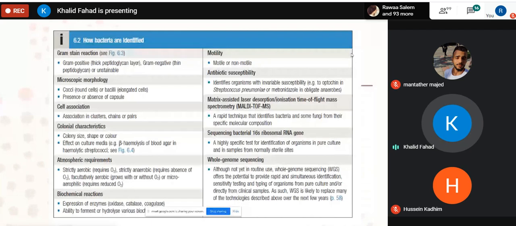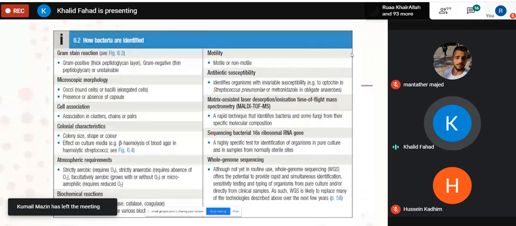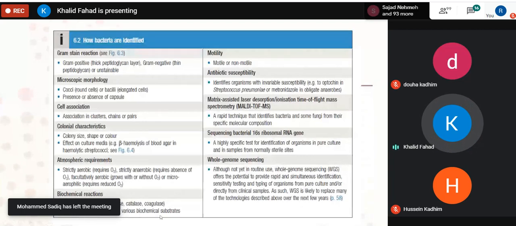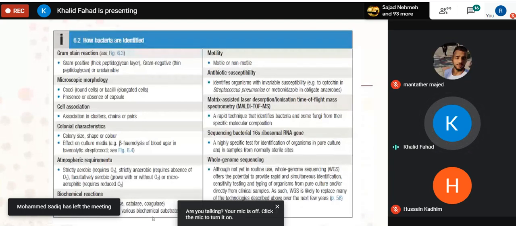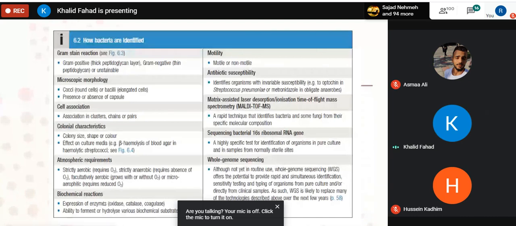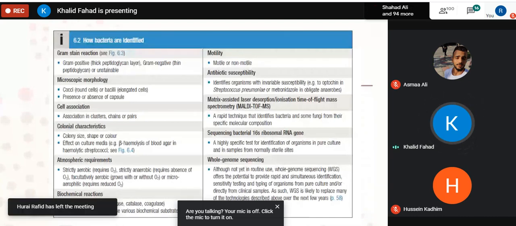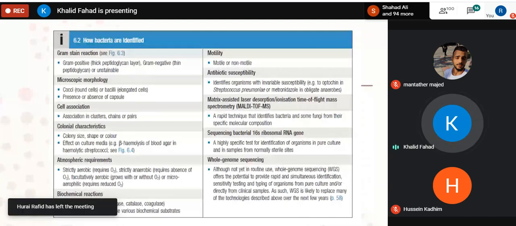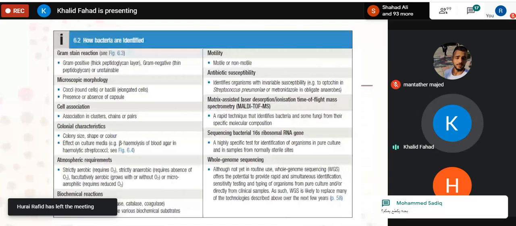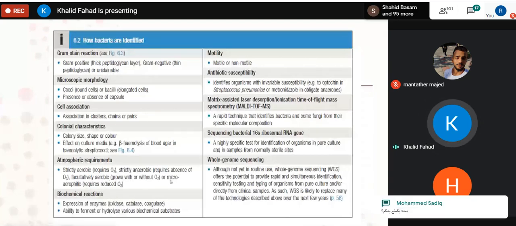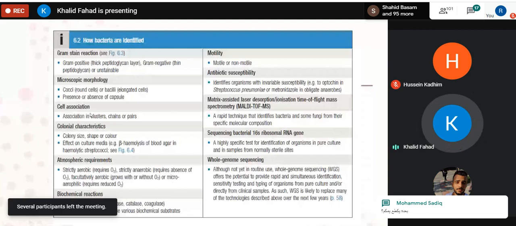Or according to the biochemical reactions, there are multiple biochemical reactions that can recognize bacteria. For example, the ability to ferment or hydrolyze various biochemical substrates, or the expression of enzymes: oxidase, catalase, or coagulase. For example, Staphylococci can be categorized into either coagulase-positive Staphylococcus aureus or coagulase-negative Staphylococci.